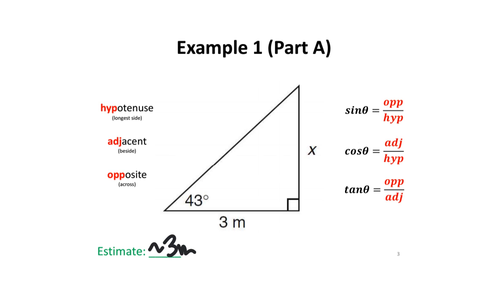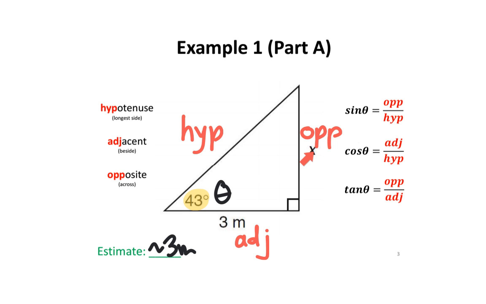At this point, we are going to position ourselves over here at the 43-degree angle. You can think of this as theta. If we are positioned here, this side would be the hypotenuse since it is the longest side. This side would be the opposite side since it is located across from where we're positioned. This side would be called the adjacent side since it is located beside us.